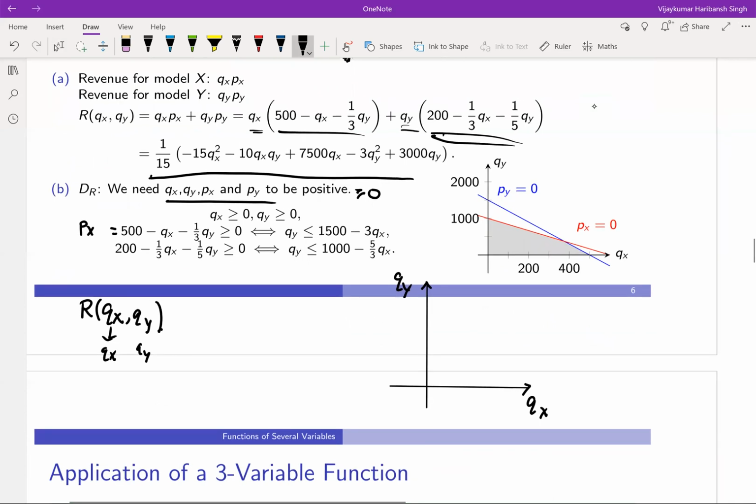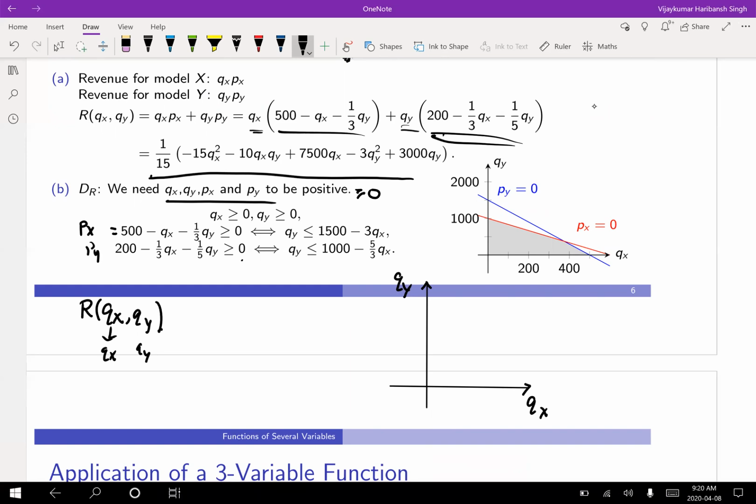Now let's look at the other one. PX greater than 0 would imply 500 minus QX minus 1/3 QY is greater than or equal to 0. That means QY is less than 1500 minus 3 QX after simplifying, multiplying throughout by 3. And similarly, if you have PY greater than 0, you will get QY is less than 1000 minus 5 by 3 QX. So first we'll draw the lines. QY equals 1500 minus 3 QX.